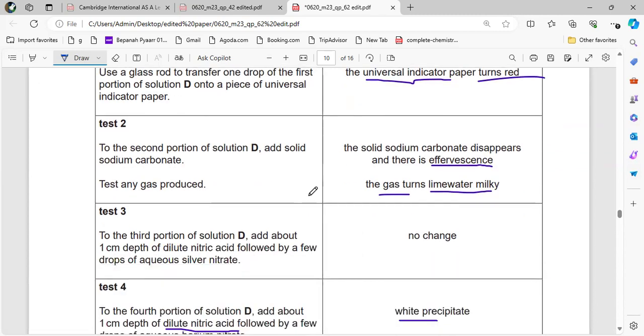To the second portion of solution D, add solid sodium carbonate. Here effervescence is seen and the gas turns lime water milky. Lime water turning milky is a specific test for carbon dioxide. Again, you can use that qualitative analysis chart for this.